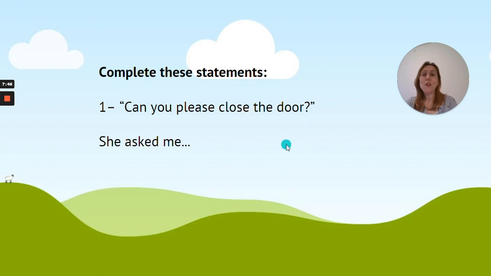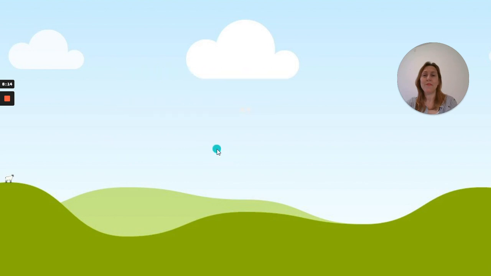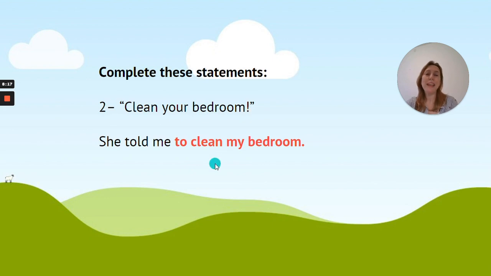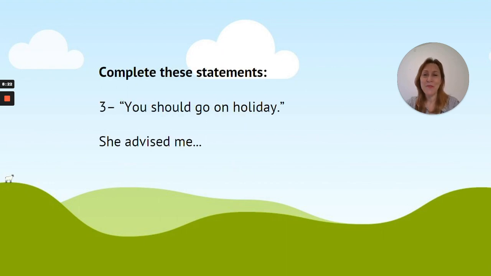Number 1, can you please close the door? She asked me to close the door. So we use the infinitive clause. Clean your bedroom. This is a command. She told me to clean my bedroom. Again. So how are you getting on so far? Okay, I hope you are doing well.